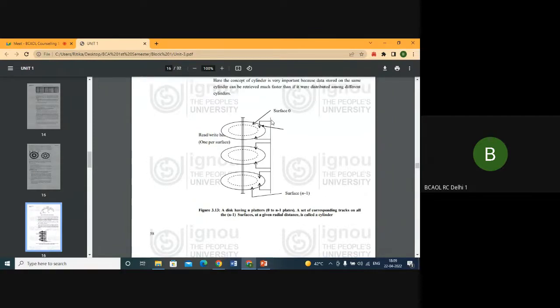So there will be an arm. This is your arm, and this works like in a gramophone. Have you seen an old gramophone where the pin is put on the surface of the disk? Same way here, your read and write heads are like a pin: wherever you want to read from or write to, it will go to that particular place, and the read head and write head will read and write there.